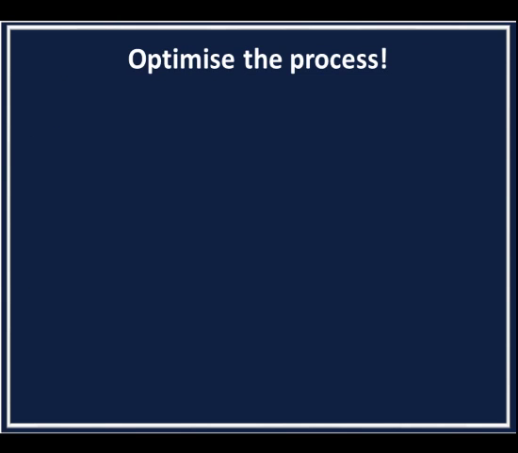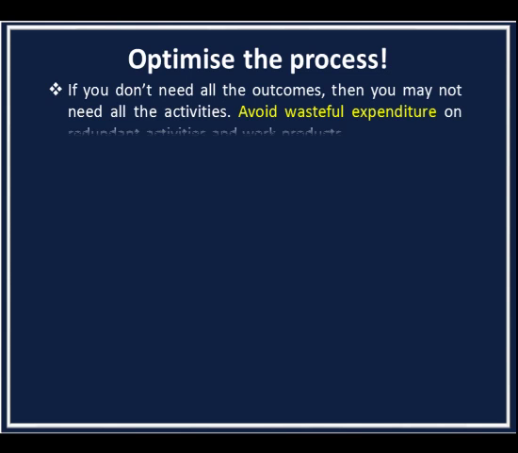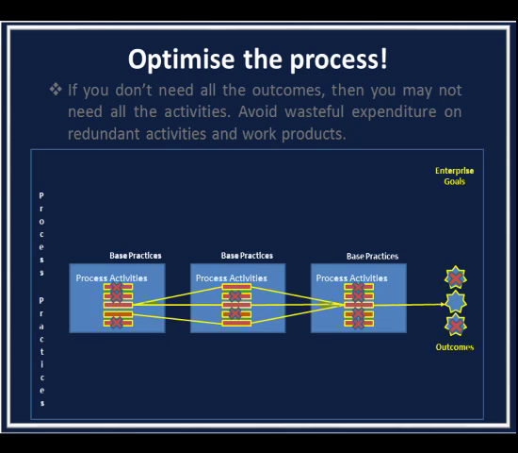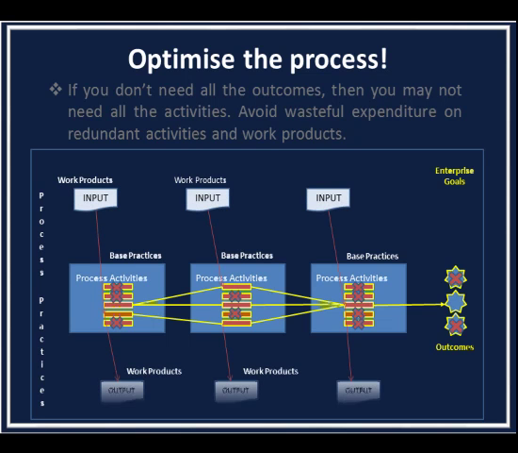A COBIT implementation may be used to optimize processes. If you don't need all the process outcomes, then you may not need all the activities. Avoid wasteful expenditure on redundant activities and work products. If these are the outcomes, and these are the process activities, remove the outcomes that are not required, and remove the process activities that are not required. Identify the process activities that are required to deliver the selected outcome, and identify the work products that support the identified activities to achieve the selected outcomes.